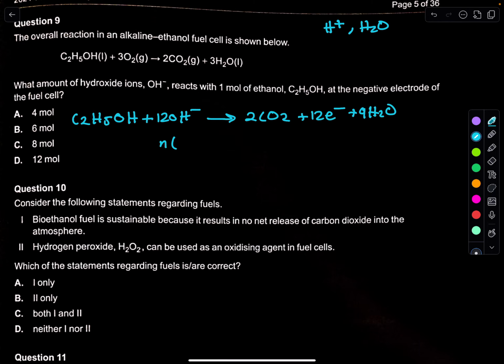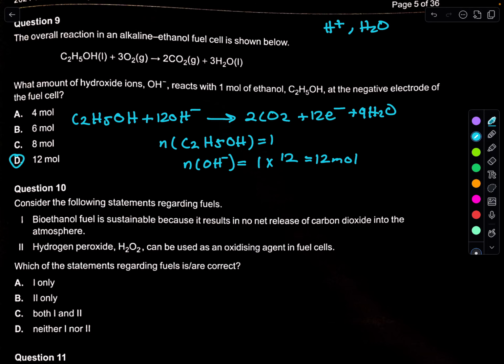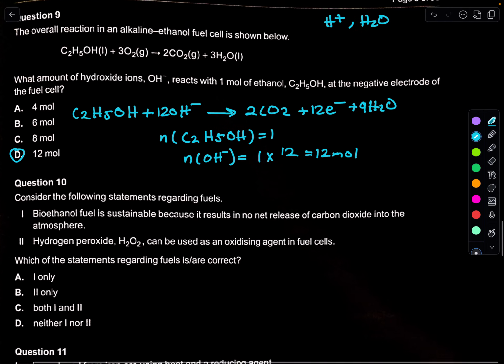So 1 mole of ethanol, C2H5OH. You have 1 mole of it. So the mole of OH ions is what? Isn't it just the one mole of ethanol, and it's a 12-to-1 ratio. So it's 1 times 12, which is 12 mole. So basically, for every mole of ethanol that reacts, we react 12 moles of OH ions. Let's choose D. 9D, perfect.